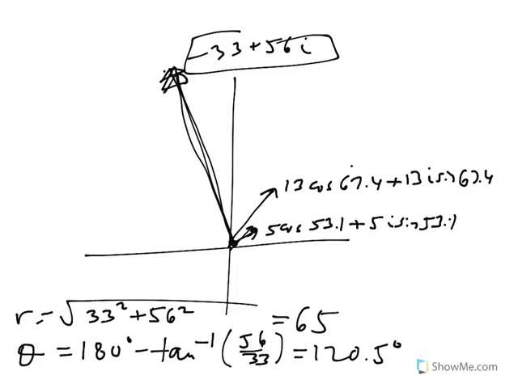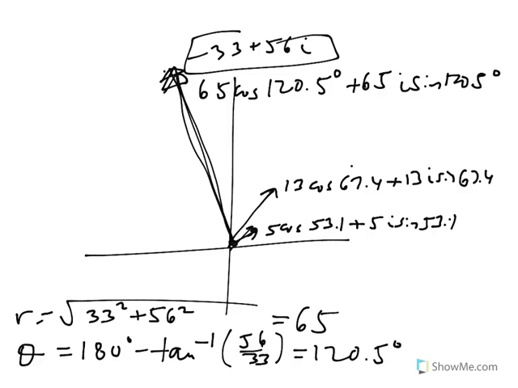So the negative 33 plus 56i could be written as 65 cosine 120.5 plus 65i sine 120.5. And I want you to pause for a second and see if you notice the relationship between the two numbers that were multiplied together and the product now.